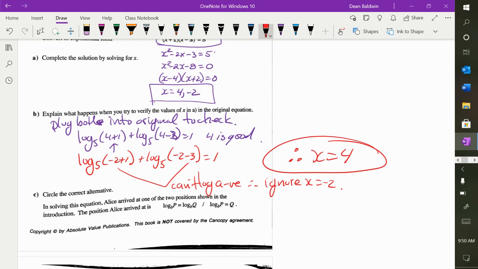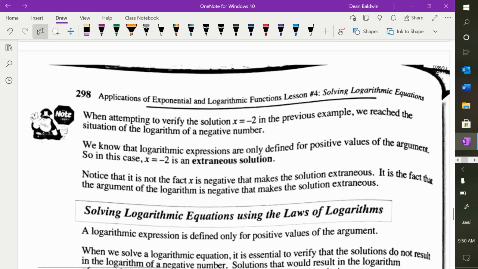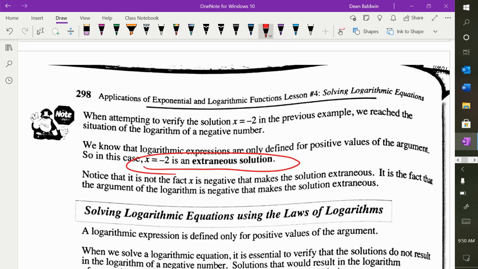Flip the page, please, people. So in this case, negative 2, sorry, it's called an extraneous solution. You might remember that from last year. If it's extraneous, it's a solution that does not work. Okay.